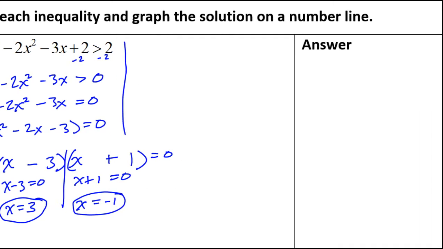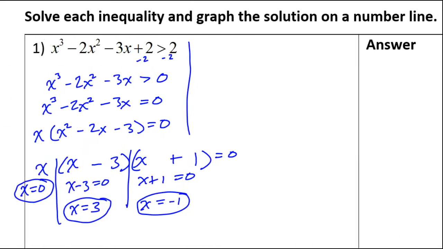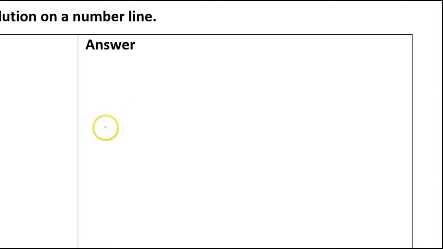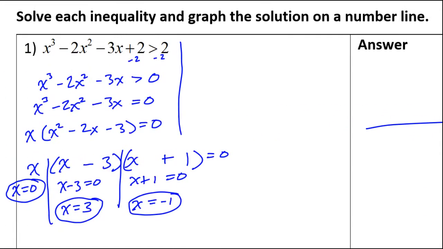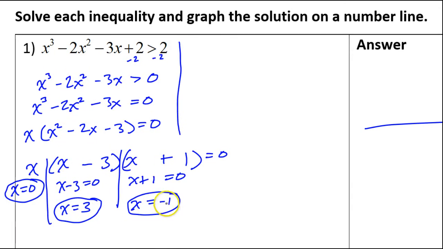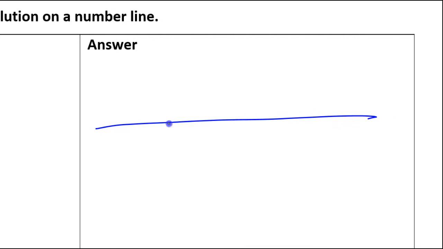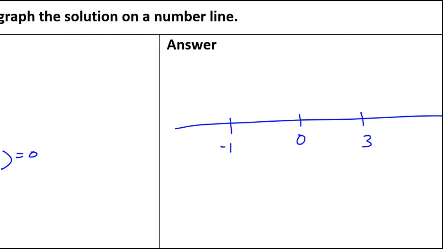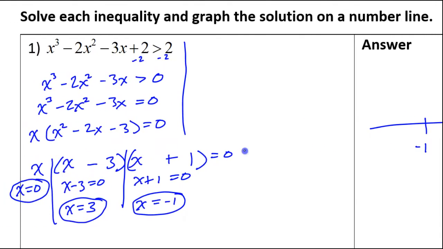Now I'm going to take these zeros and plot them on a number line over here. So let's see. In order, it would be negative 1, 0, and then 3. So I have negative 1, 0, and then 3. Now these are the places where the function equals 0, as shown here.